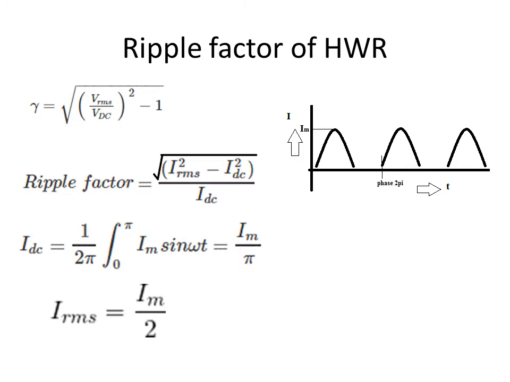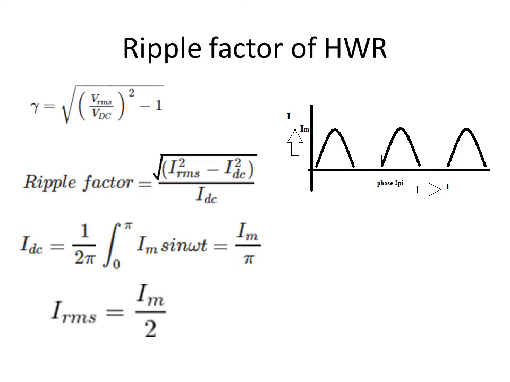And Vrms or Irms is the root mean square value of voltage or current, and VDC or IDC will be the average voltage or average current. So this equation can be rewritten like this. If you write it in terms of IDC and IRMS, ripple factor is equal to root of IRMS square minus IDC square, divided by IDC.